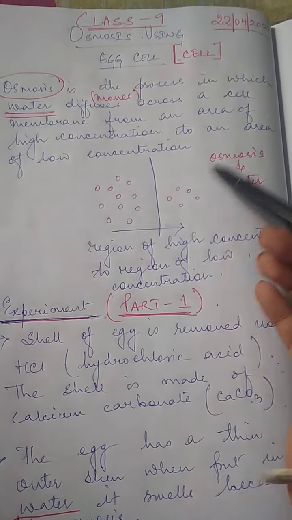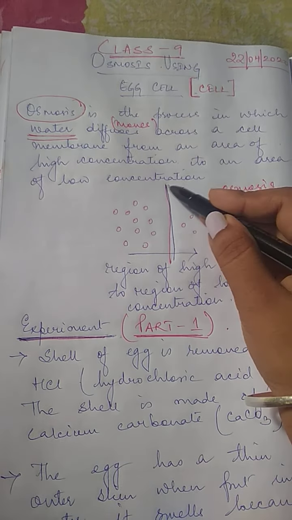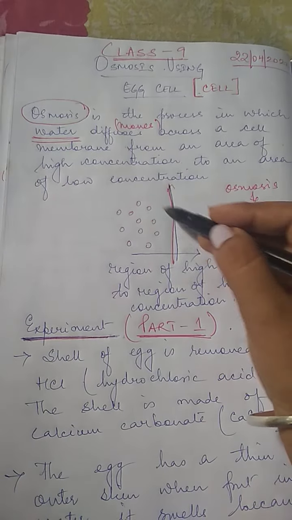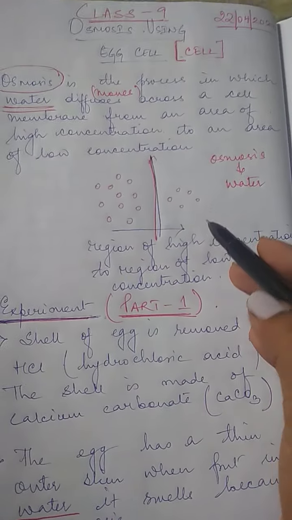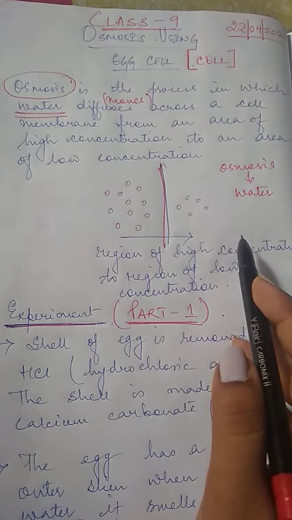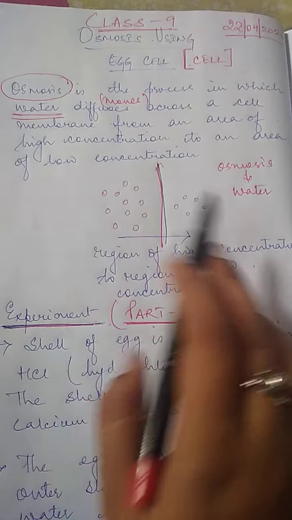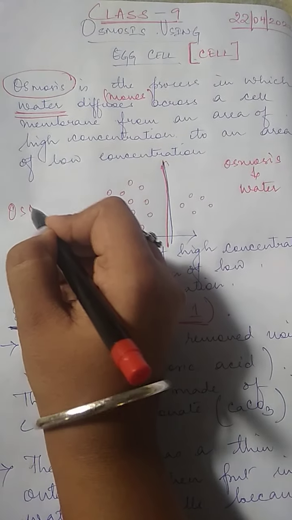Like suppose I have made this diagram where you see, suppose this is the cell membrane, and here on one side you have a large number of water molecules and on the other side you have fewer water molecules. So what will happen, the movement of water molecules from a higher concentration to a lower concentration will take place. This process is known as osmosis.